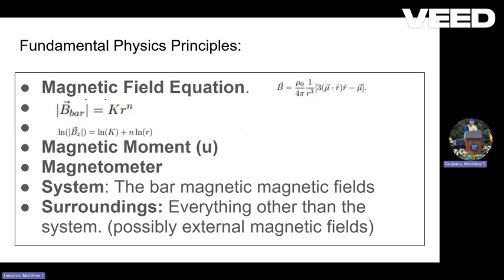We also need to know the magnetic moment, the thing we want to solve for, what magnetometers are, the thing we're using to measure, and our system and surroundings, the system being the bar magnet and its magnetic fields, while the surroundings being everything else, like external magnetic fields unrelated to the bar magnet.